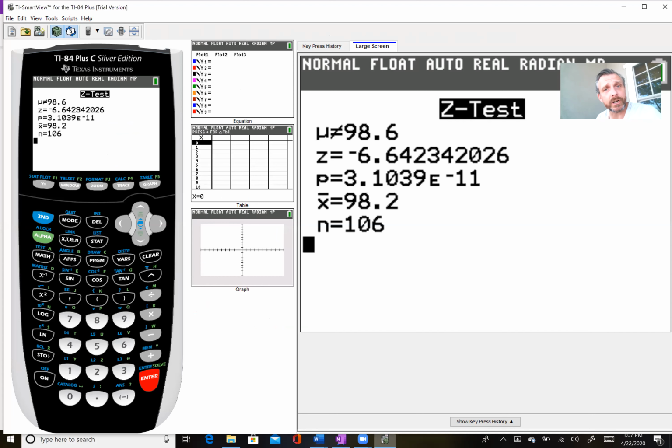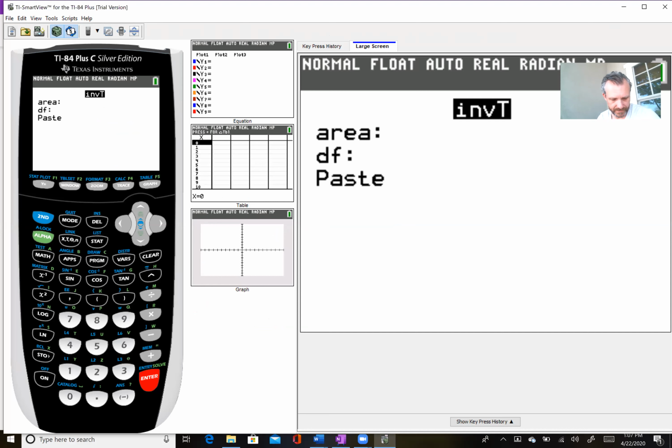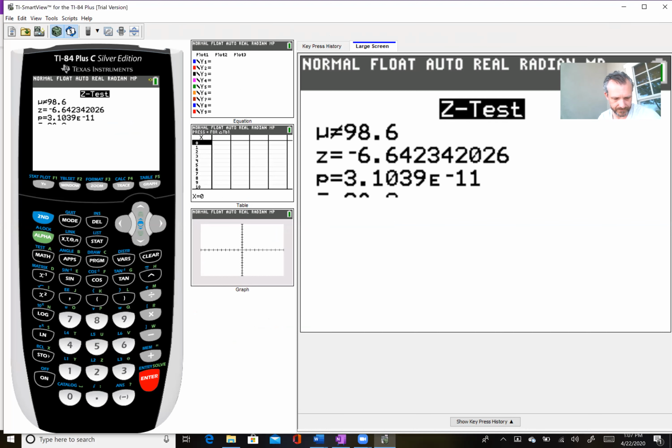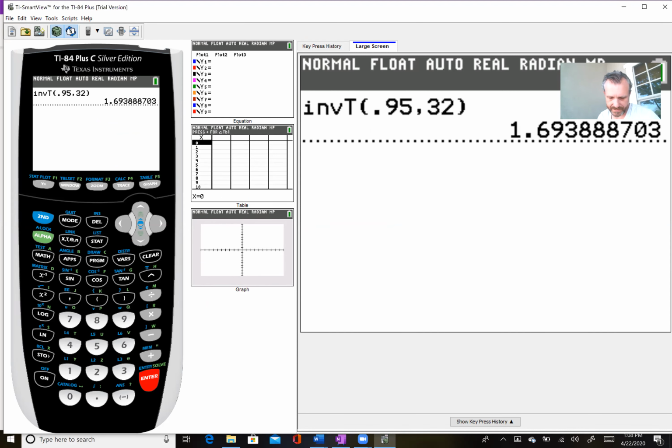Now you could go to your chart and use degrees of freedom, right? Degrees of freedom would be 32. Or we can do second distribution, inverse T. And then the area will be 0.95. The degrees of freedom will be 32. So 1.694.